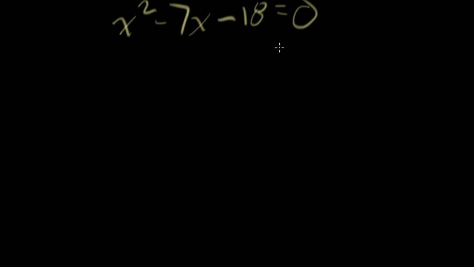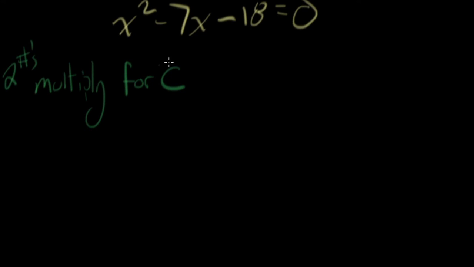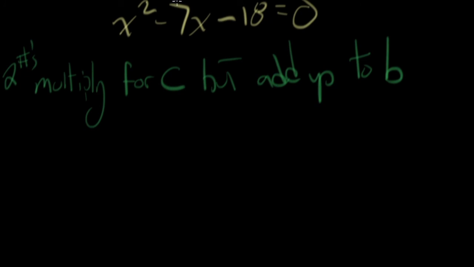And here we go. This is the very first thing of quadratics. You are going to think a little bit. What 2 numbers multiply for c? I need 2 numbers that multiply for c, but they add up to b. Remember, this is b, and this is c. So I'm asking you, what 2 numbers multiply to give you negative 18 that add up to negative 7?